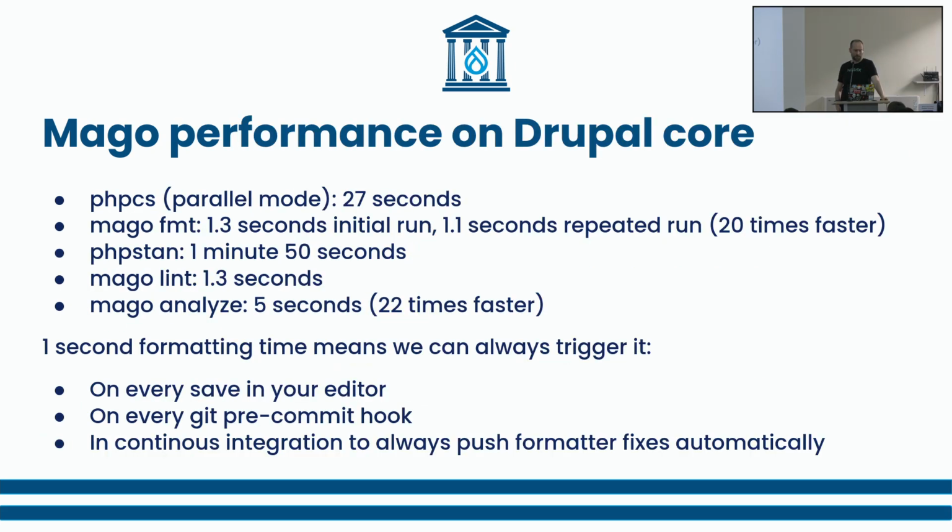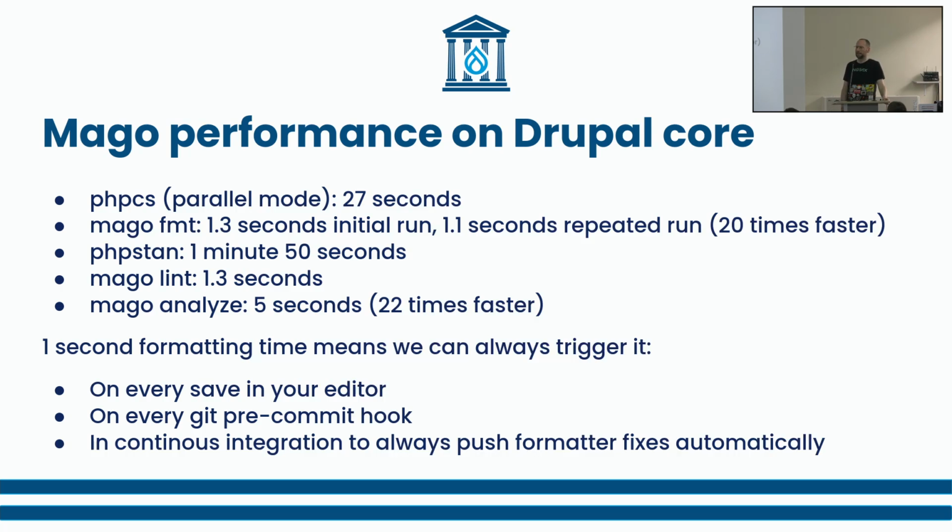Let's check the performance a little bit. So if I run PHP CS in parallel mode on Drupal core, it runs in 27 seconds, which is, yeah, it's okay. You wouldn't run it all the time. But with Mago format, the initial run is 1.3 seconds, and the rerun, where it doesn't have to fix anything, is just 1.1 seconds. So it's 20 times faster.